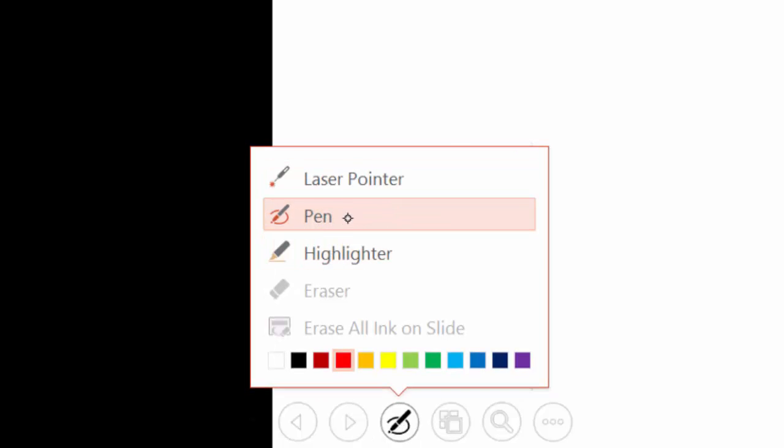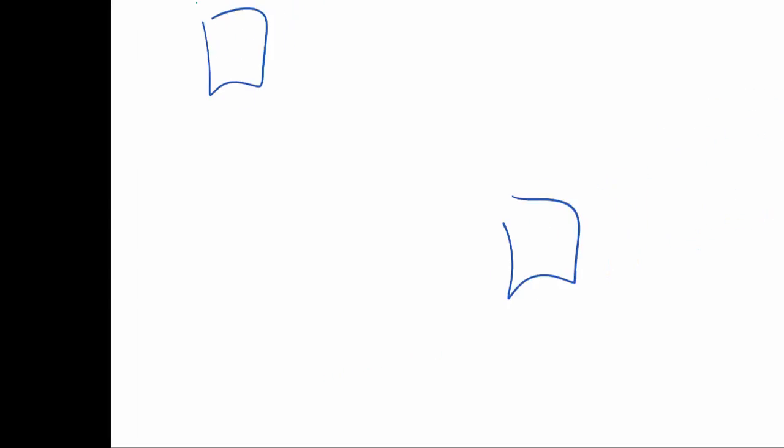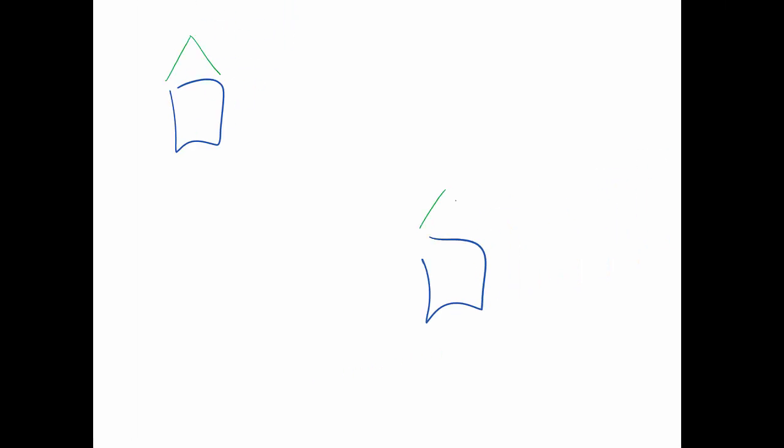I can choose my pen or a highlighter, and I can choose whatever color I want. So if I wanted the green color, now I can annotate over the top of my diagram here. I'm just going to make these houses, and I don't know why I'm making these houses, but I am. And you can see now that that's all done.